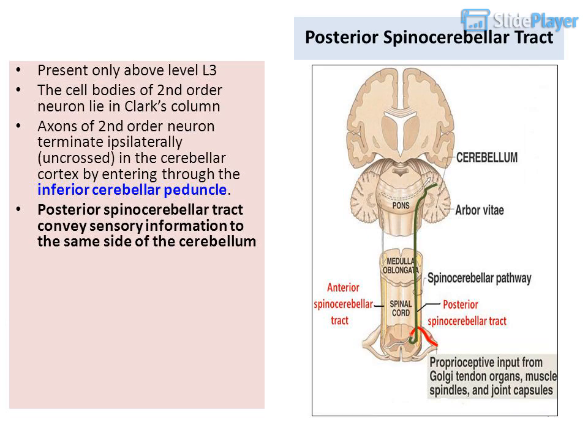Posterior spinocerebellar tract. Present only above level L3. The cell bodies of second-order neurons lie in Clarke's column. Axons of second-order neurons terminate ipsilaterally, uncrossed, in the cerebellar cortex by entering through the inferior cerebellar peduncle. The posterior spinocerebellar tract conveys sensory information to the same side of the cerebellum.